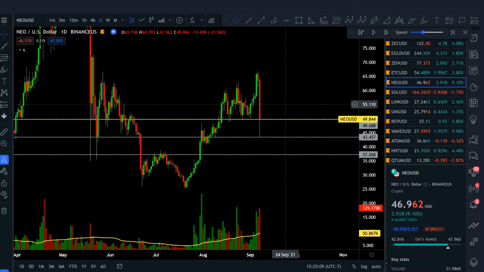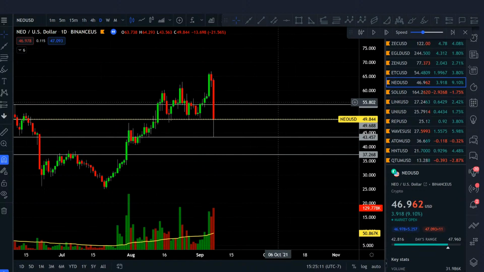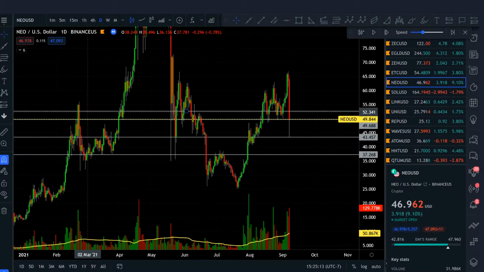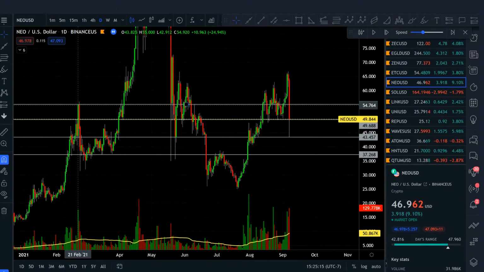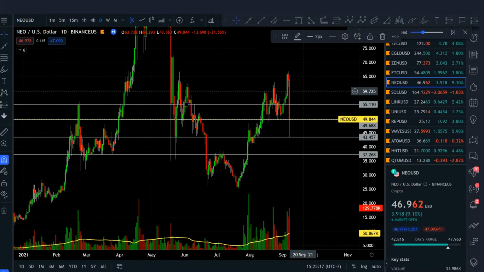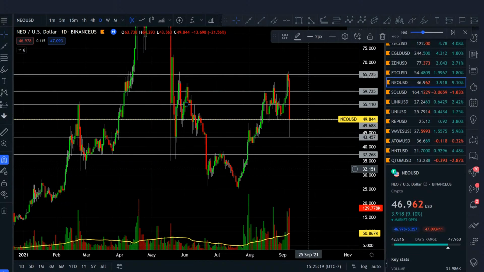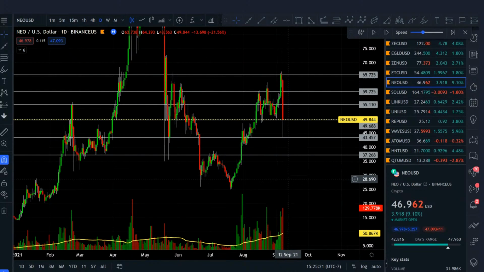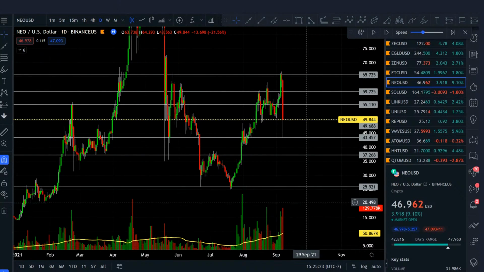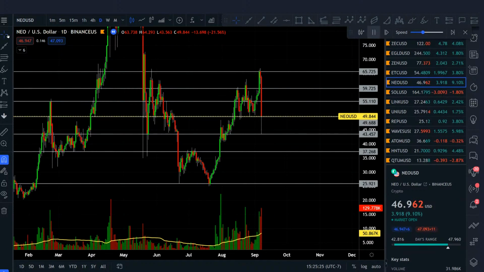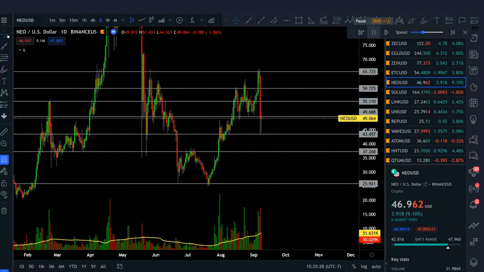Then where do we have the resistances on top? 55, and it touches this candle wick as well, 55. Then 60, then 65. Okay, so now that we have all these levels and the super low one, 25, down here, let's bar replay it out. I'm gonna move forward in time.